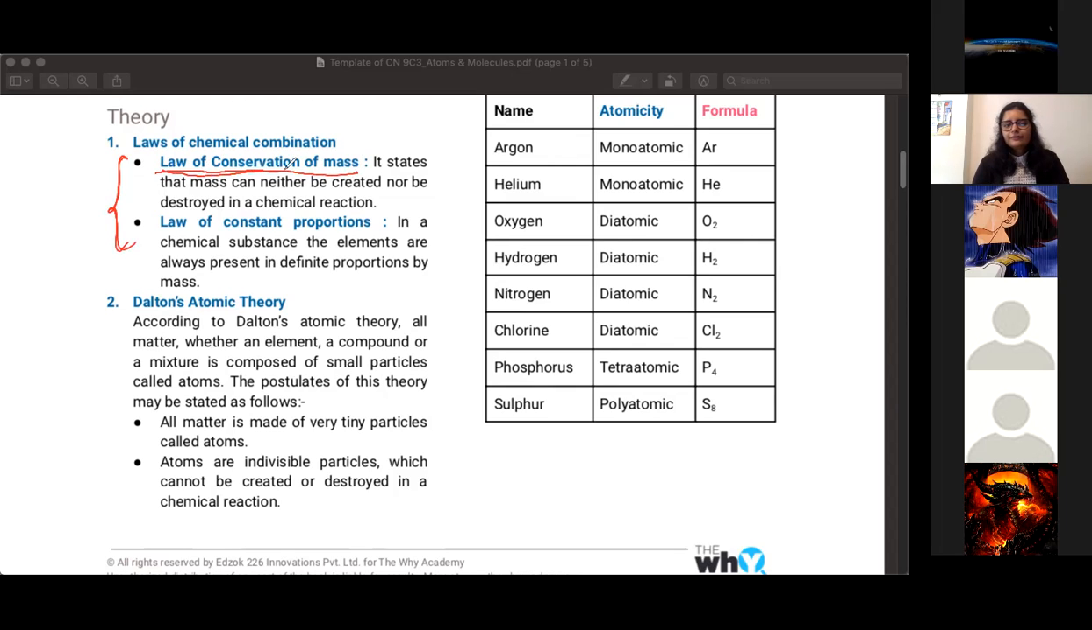Have you guys heard of the law of conservation of mass before? Anything like this? No, ma'am. Ma'am, we've heard of the law of conservation of momentum, but not this law. Yes, law of conservation of momentum, right? All of this follows the same pattern. What is the law of conservation of momentum?